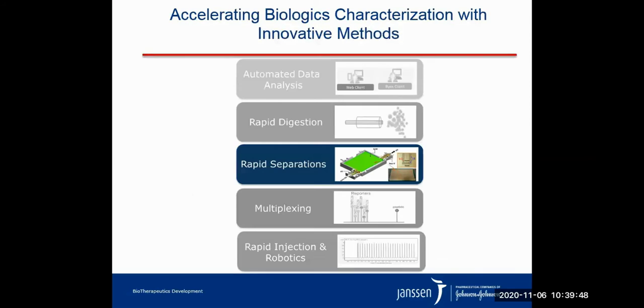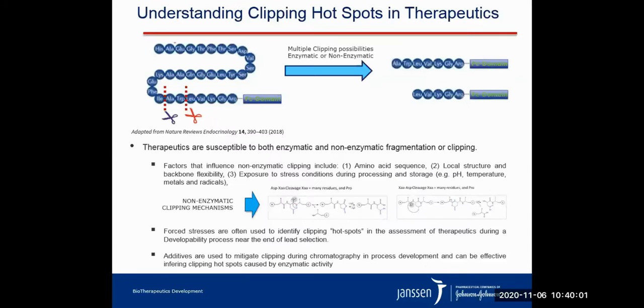We are also interested in improving sample separation speeds to accelerate biologics characterization. I will show a couple of case studies on how we use separations technologies to speed up characterization. In the first case study, we are investigating clipping on an Fc fusion protein.